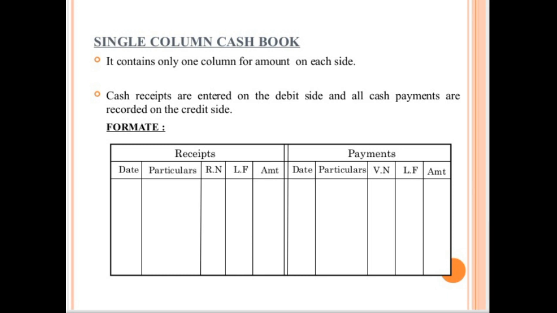As you can see in the format, on the left hand side is the debit side, and all the receipts have to be entered on the debit side of the cash book. On the right side, that is the credit side, all the payments are to be recorded on the credit side of the single column cash book. You can see there is only one column for amount given here, so that's why it is termed a single column cash book.